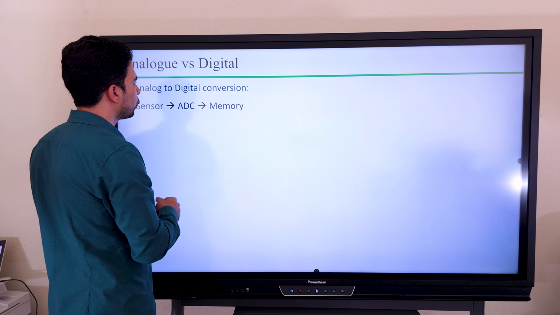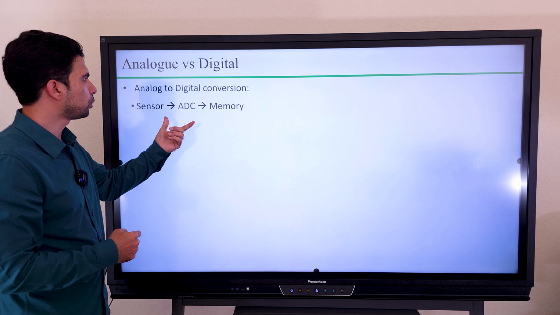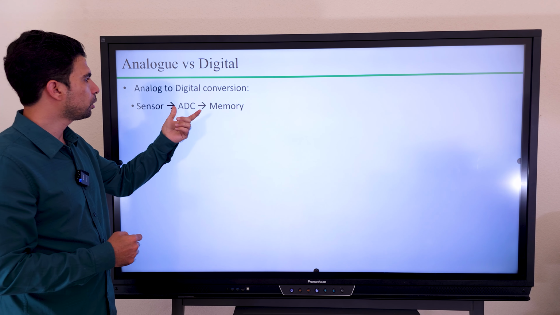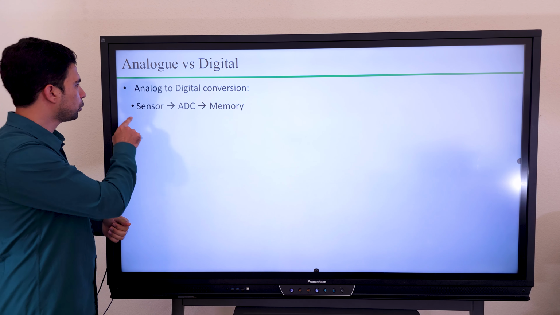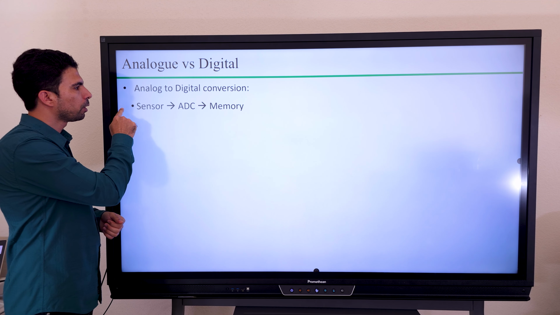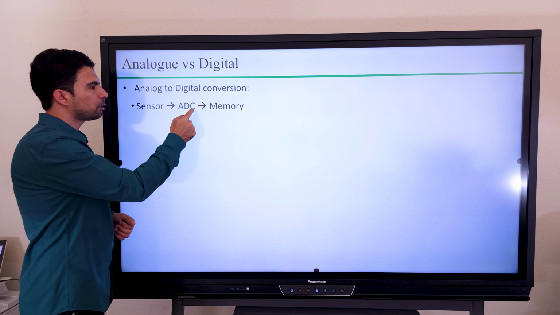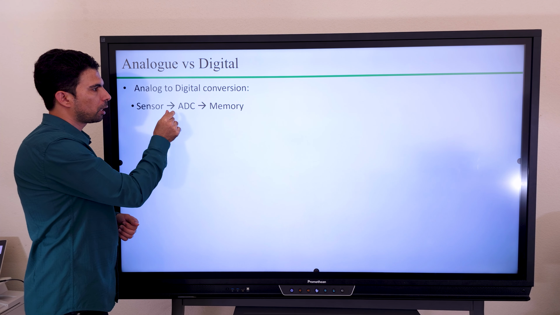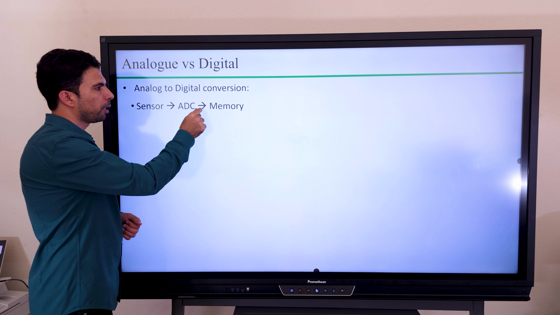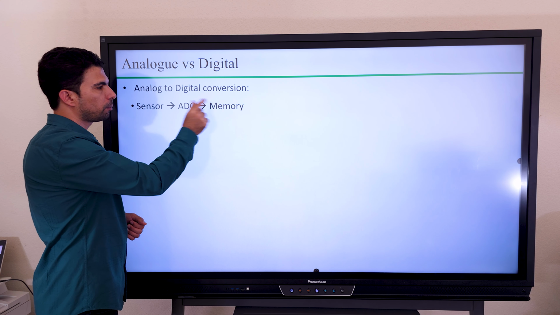The analog to digital conversion consists of these 3 steps. We need a sensor, which takes a physical quantity and converts it to electrical signals. And we need an ADC, or analog to digital converter, to take the analog signal and convert it into digital, and then we take the digital values and store them in the memory.